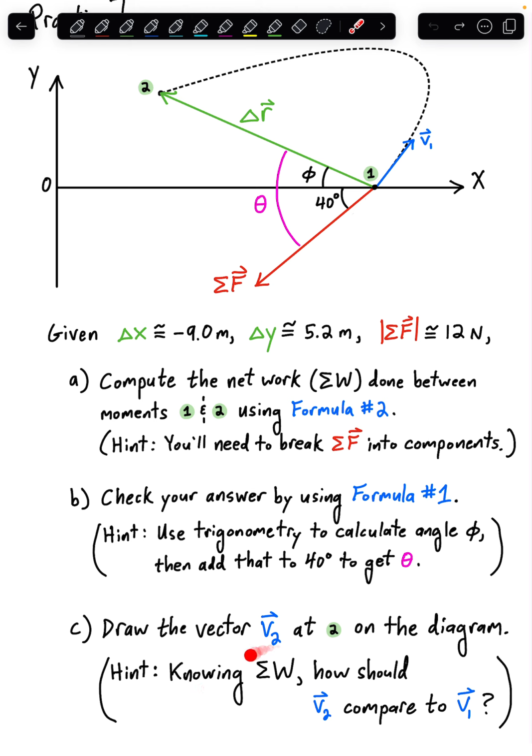So once you know the net work from your answers to A and B, that should help you determine how velocity at moment 2 should compare to the velocity at moment 1. All right, so you're going to pause the video in a moment and perform those tasks. Pause the video.